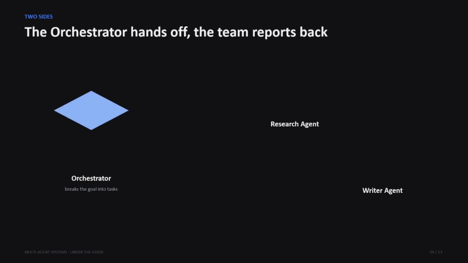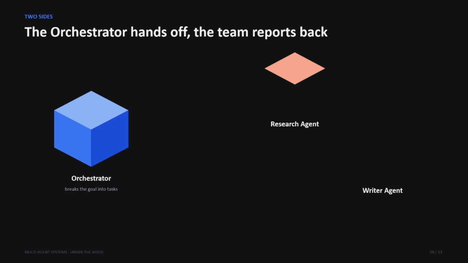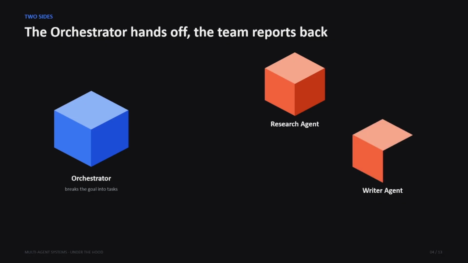These slides show the two sides of a multi-agent system. On one side, we have the orchestrator. Think of it as the manager. It does not do all the specialist work itself. Instead, it decides who should do what. On the other side, we have specialist agents like a research agent or a writer agent. The orchestrator assigns tasks. The agents do the work and then they report the results back.